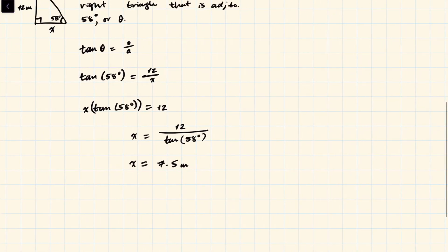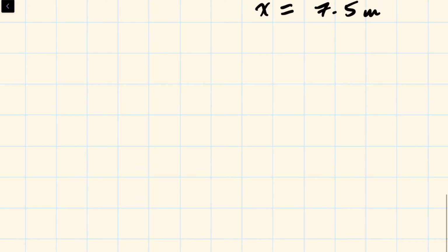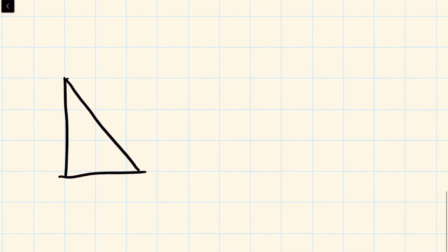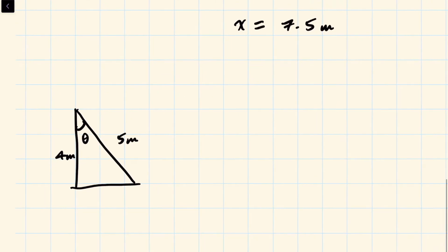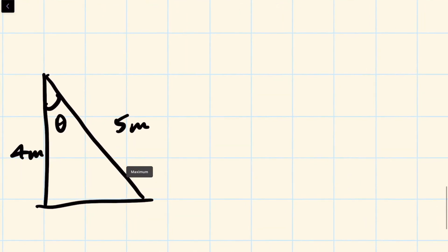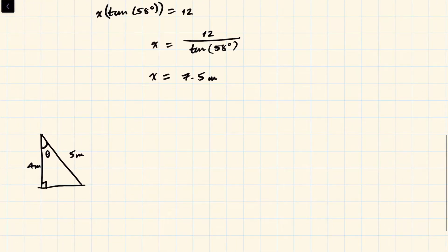And what about the reverse? What if we wanted to find an angle between two legs of a right triangle? Say this is angle theta, and we have this hypotenuse to be 5 meters, and this leg to be 4 meters. Okay, how are we going to solve for angle theta there? How are we going to solve for that?